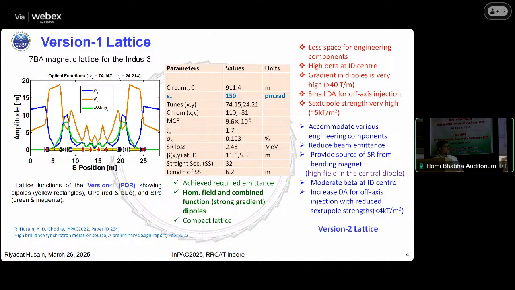And we also add one source of synchrotron radiation from the bending magnet. The central dipole in the lattice, we will increase the magnetic field up to 0.65 Tesla or so. And these moderate beta functions satisfy both the requirements of the injection as well as the brilliance from the insertion devices. Most importantly, to satisfy the injection, we need a high dynamic aperture and, of course, reduced sextupole strengths. So with these changes, we now call this lattice version 2.